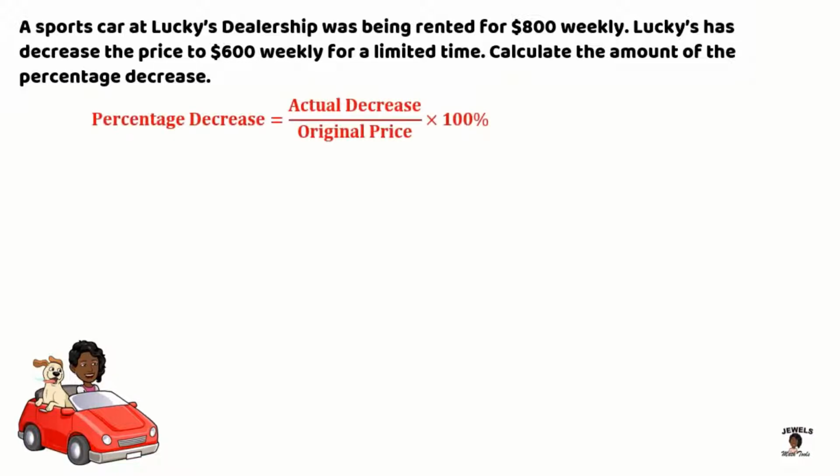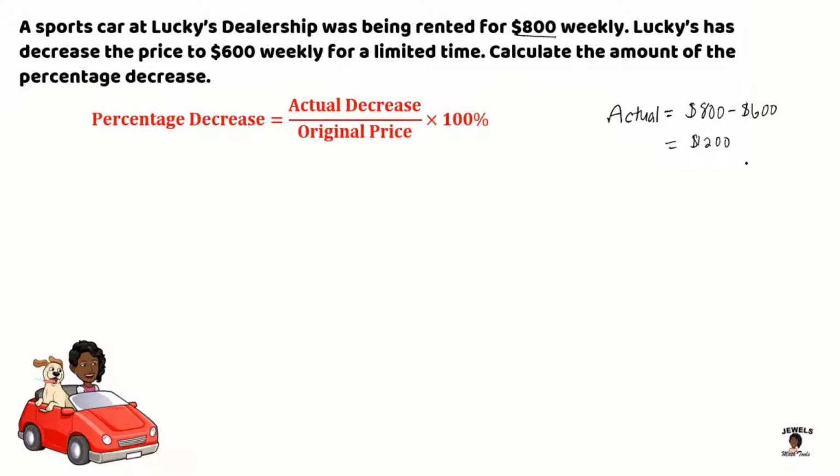Now, whenever you're calculating your percentage decrease, it's going to be your actual decrease divided by the original price and multiplied by 100. So before you begin your calculations, the first thing you will need to do is find out what is your actual decrease. And the actual decrease is our $800 weekly, from which we subtract our $600 weekly, the price that it was decreased to, to find the actual decrease, which is $200.